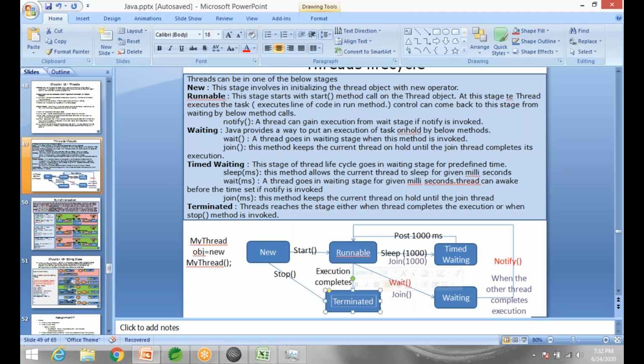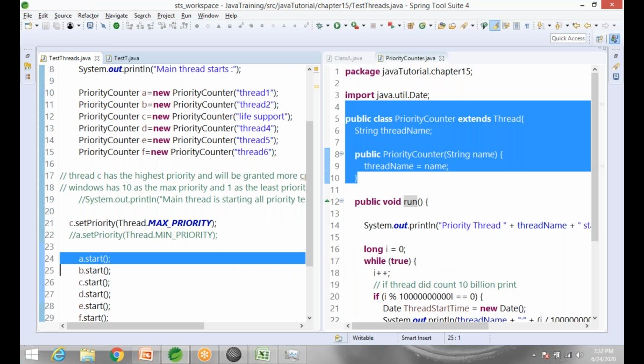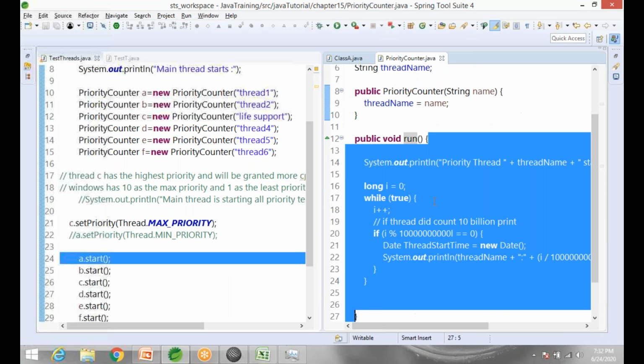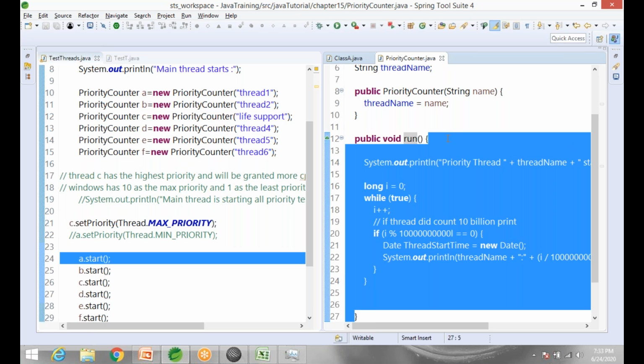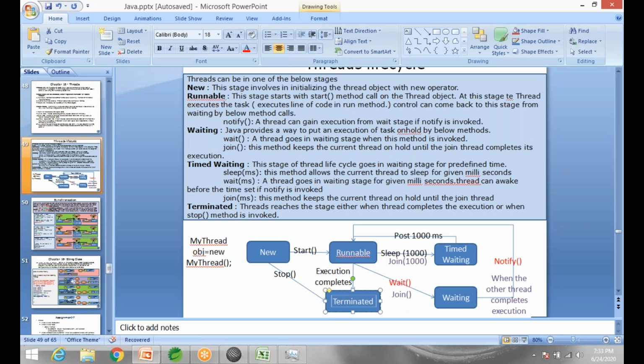Now, terminated stage is when you reach the end of the run method. Okay, if you're done executing every line in the run method, your thread will be terminated. Okay, just like the main method. When you reach the end of the line in the main method, your program terminates, right? Similarly, when you reach the end of the run method in a thread class, your thread program terminates. Okay, that is terminated stage.